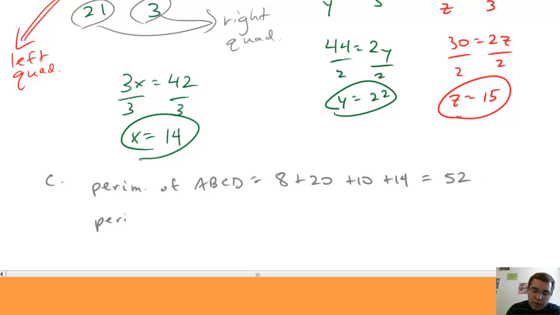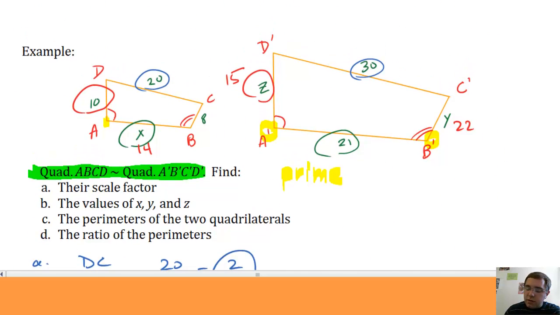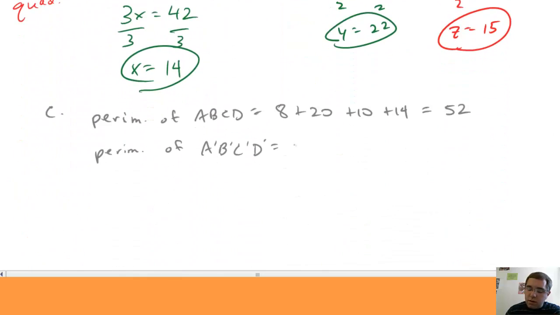And the perimeter of the other quadrilateral, A prime, B prime, C prime, D prime, we add up all the sides, and those are 21, 22, 30, and 15. 21 plus 22 plus 30 plus 15. We add up 21, 22, 30, and 15. And we get 88.